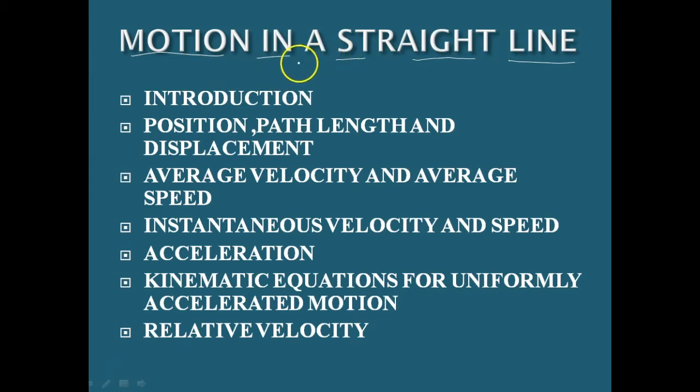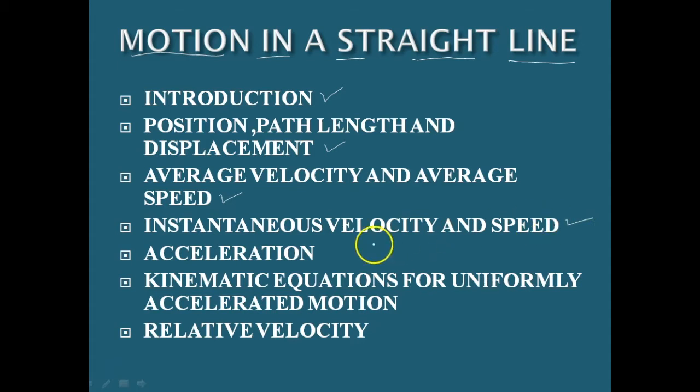So what exactly are we going to study in this? Yes, the contents are as follows. First, we are going to study what is this motion, what is motion in a straight line. That will come in the introduction part. Then we are going to study the position, path length, and displacement, and then average velocity and average speed. We are even going to study the instantaneous velocity and speed.